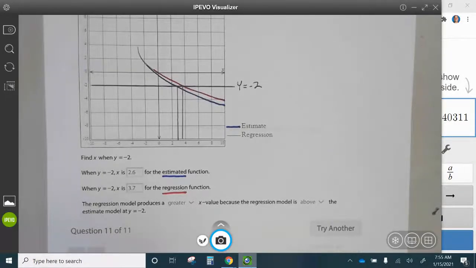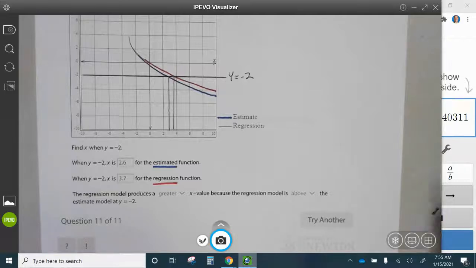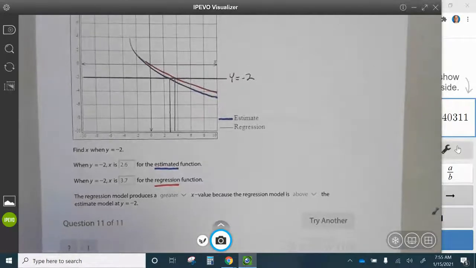The regression model produces a greater x value because the regression model is above the estimate model at y equals -2. All right, this should help you finish up your assignment.